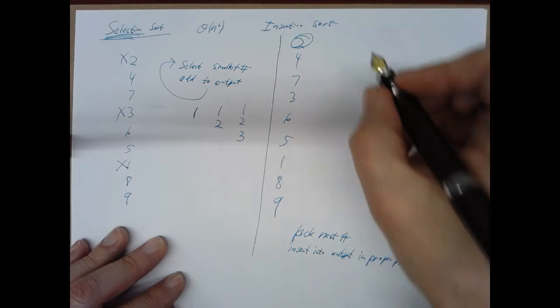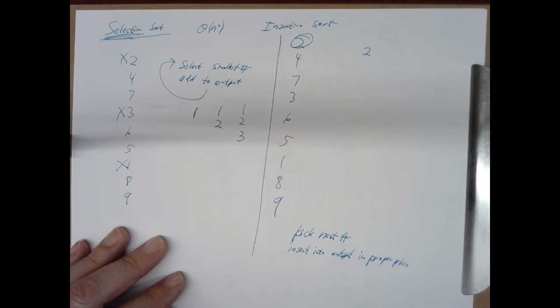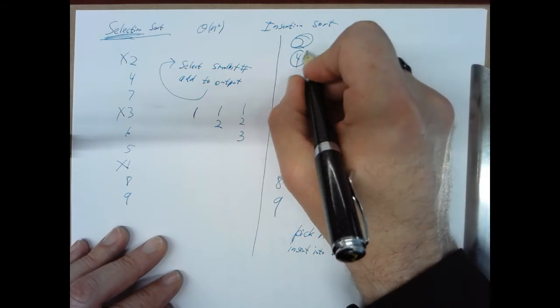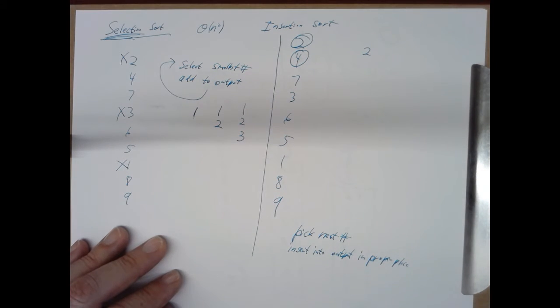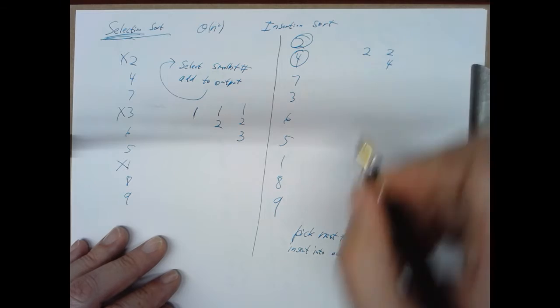So we start off with a 2. Well, there's nothing in our output, so that's what our output looks like. Go on to the 4. Where should that go in our output? Well, it should go after the 2. So there's a 2 and a 4.